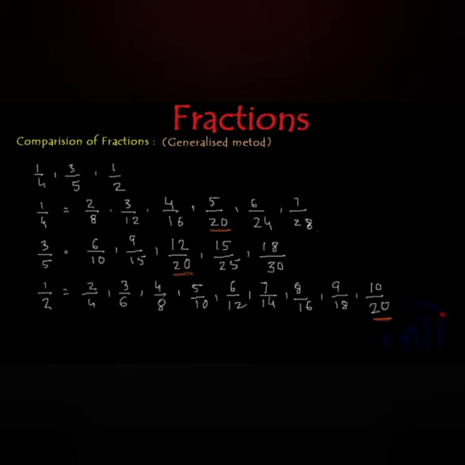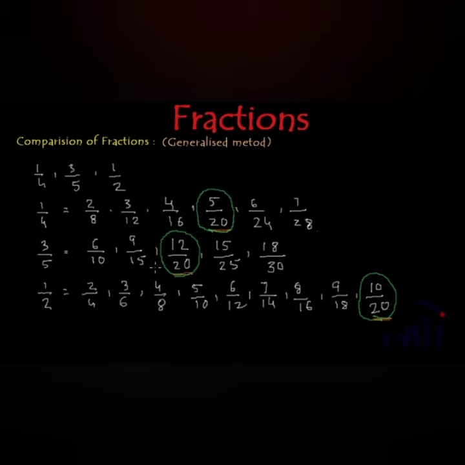So here we have 3 fractions. All 3 of them have 20 as the denominator. And how did we find them? We have found them by writing the equivalent fractions of 1 by 4, 3 by 5 and 1 by 2, right? So 1 by 4 is actually equivalent to 5 by 20, and 3 by 5 is equivalent to 12 by 20, and 1 by 2 is equivalent to 10 by 20, right? And now I think these 3 can be compared.